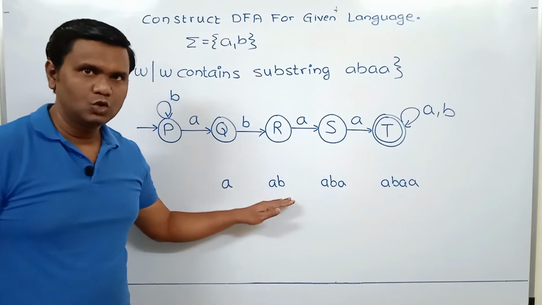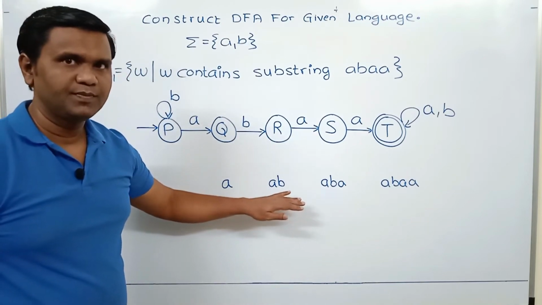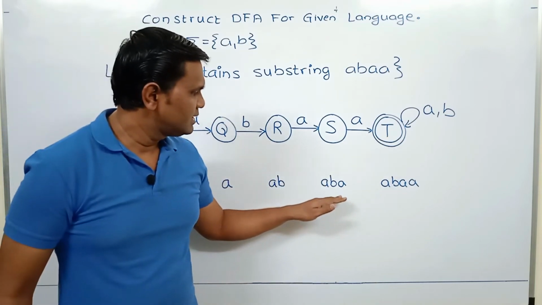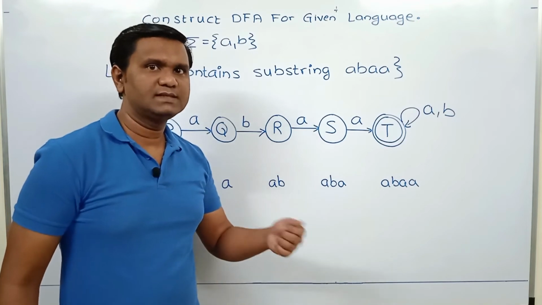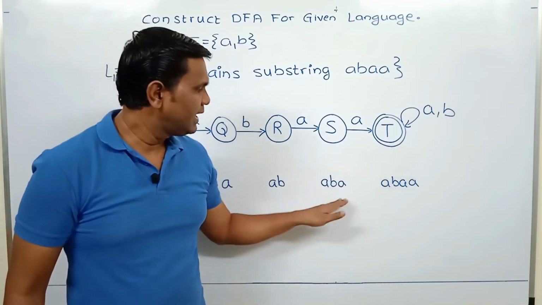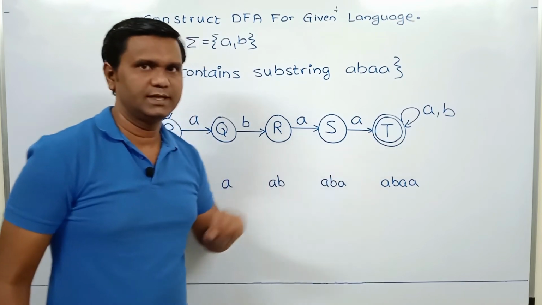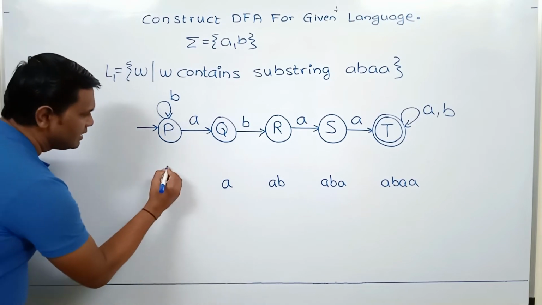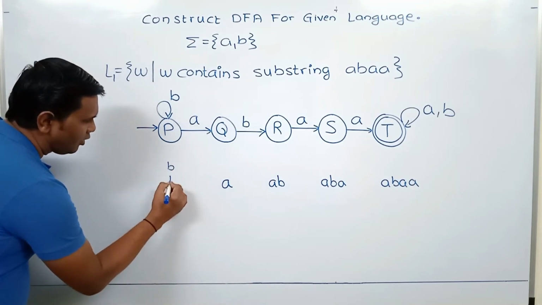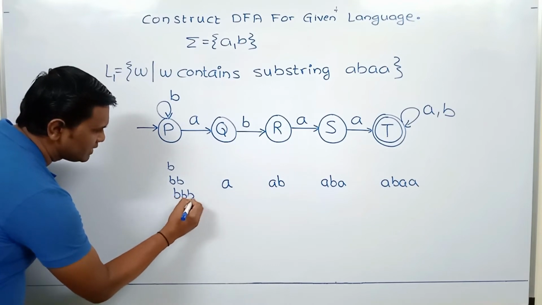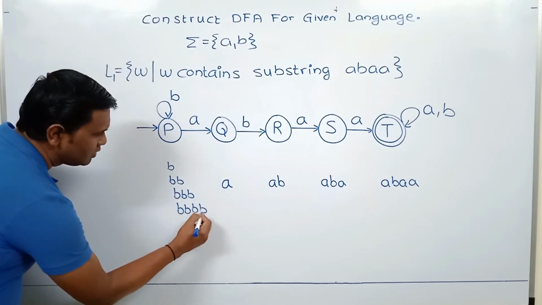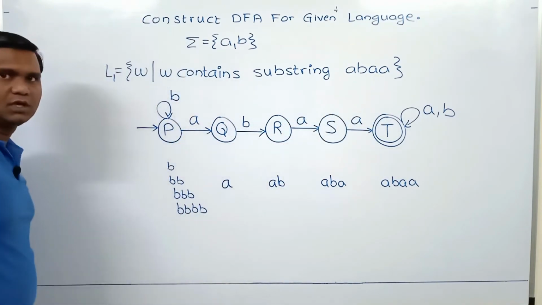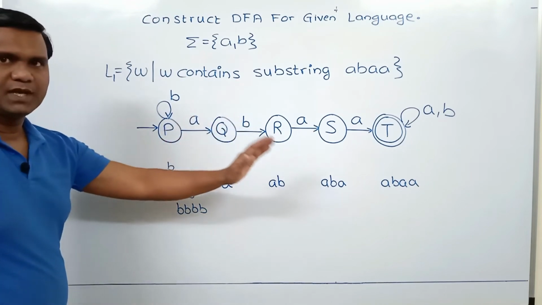So if the last two symbols seen are AB, and if we get AA, we go to the final state. If the last three symbols seen are ABA, and the next symbol is A, we get substring ABAA and we go to the final state. What about the initial state? The significance of state P is that the last seen symbols are B or BB or B power 3 or B power 4. Here the substring length is 4, so we stop at B power 4. You will understand this part when we complete the DFA.